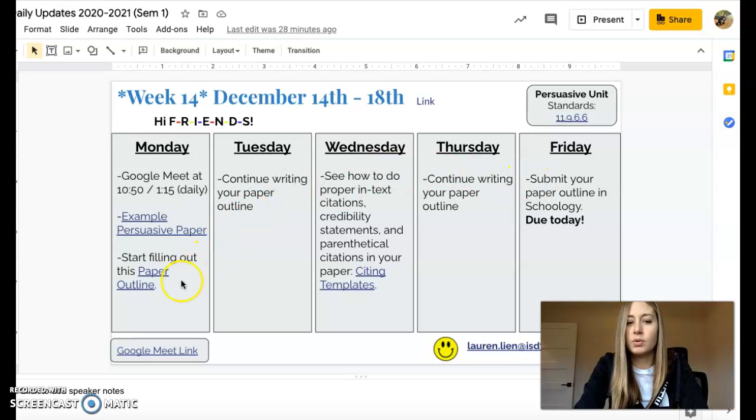This whole week, you're going to be working on this outline. I want you to turn in what you have done of this outline by Friday. So however much you get done of the outline, submit it by Friday. It's due on Friday.